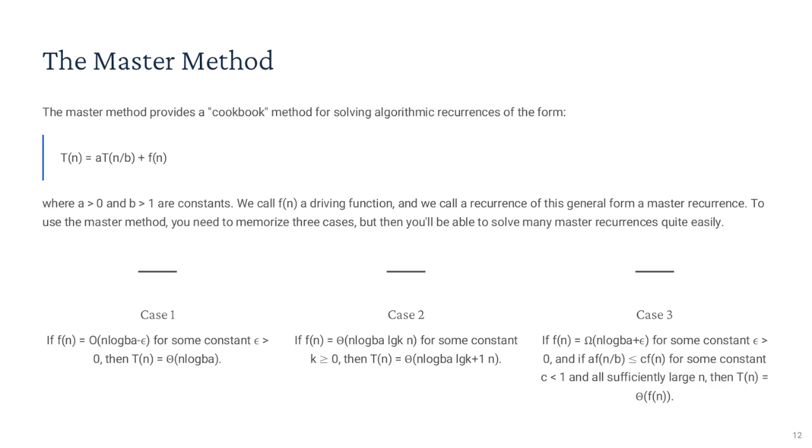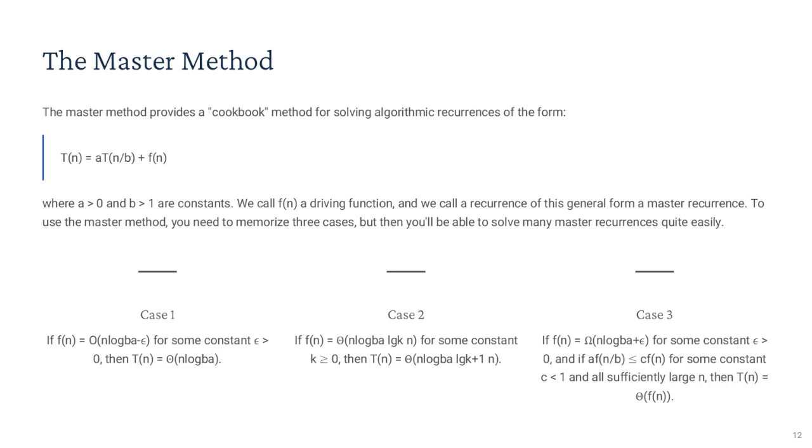In case 1, if f(n) grows slower than n to the power of log base b of a, the solution is T(n) = Θ(n^(log_b a)). In case 2, if f(n) grows at the same rate, the solution is T(n) = Θ(n^(log_b a) log^(k+1) n). Finally, in case 3, if f(n) grows faster and satisfies the regularity condition, the solution is T(n) = Θ(f(n)).